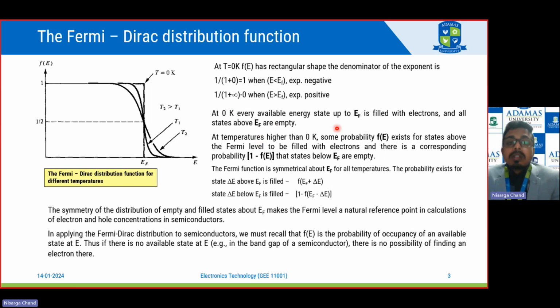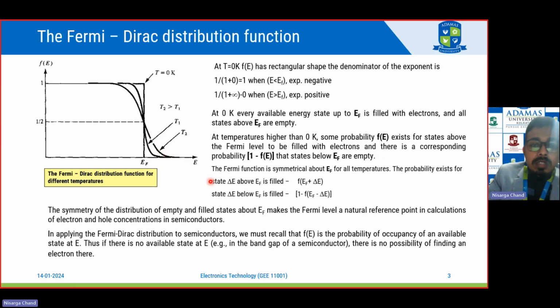Now, at 0 Kelvin, available energy states up to EF are filled with electrons, and all states above EF are empty. Now, when you increase the temperature, that is T greater than 0 Kelvin, suppose 50 Kelvin, 100 Kelvin, 150 Kelvin, as you can see from the topmost level, it's reducing, and from the low level, it's increasing. So there is a slope.